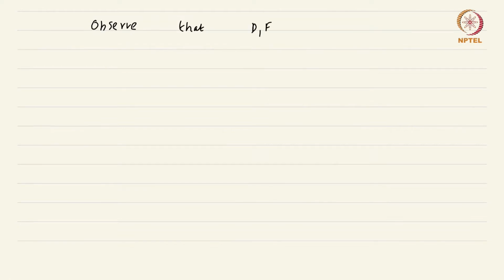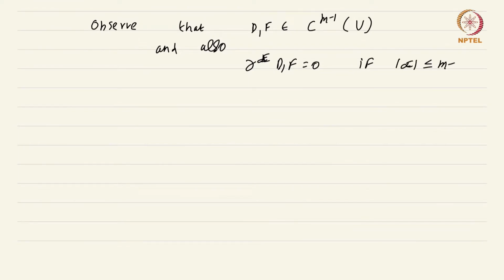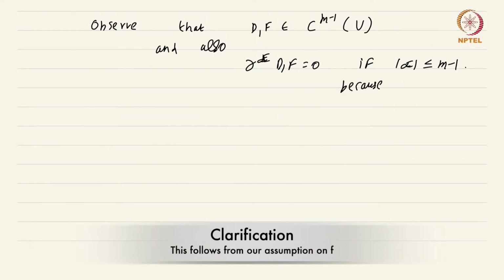Okay, now observe that d1f is in fact an element of C m minus 1 of U. This is just because I'm taking one derivative and all derivatives up to order m exist. So for d1f, all derivatives up to order m minus 1 will exist. And also d alpha of d1f is equal to 0 if mod alpha is less than or equal to m minus 1. This just follows from the fact that we are starting with f in C m of U.